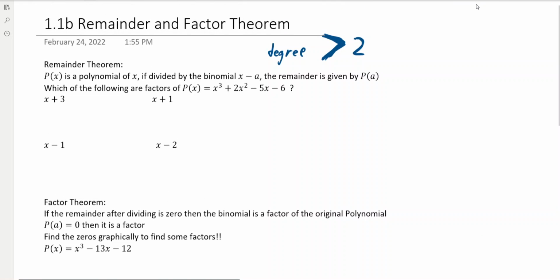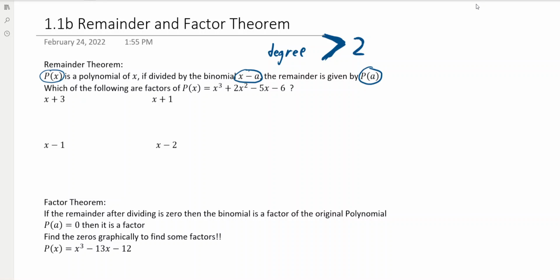So the remainder theorem is saying p of x is the polynomial. If it's divided by the binomial x minus a, the remainder is given by p of a. So if we replace x with a, then that would be our answer. So we are actually going to do this with a calculator. I'm going to first plug in a, or figure out what a is.